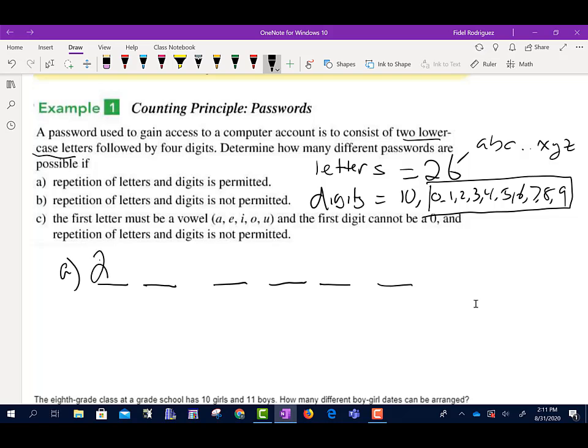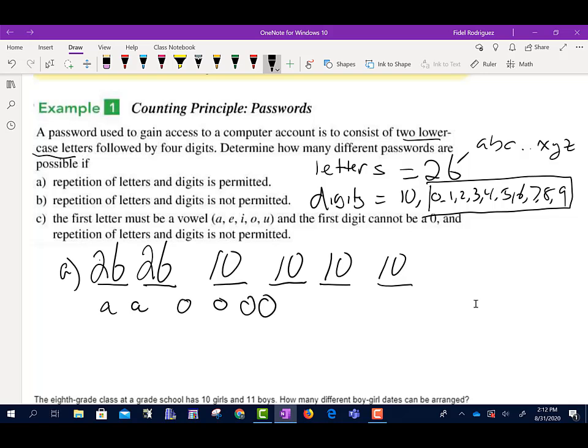So in my first spot, I can choose 26 letters. In my second spot, I can still choose another 26 letters because we can repeat the letters. If I choose the letter A in my first spot, I can choose the letter A again. That's what it means by repetition is permitted. And then we have 10 digits to choose from, and we can still repeat the digits. So if I wanted to make this my passcode, that would be possible. I could choose the letter A twice, and the digits 0, 0, 0, 0. Now I'm just going to take my calculator and multiply this out.